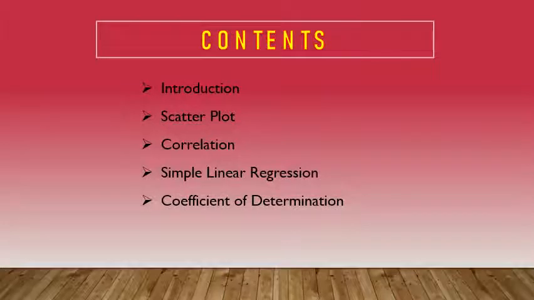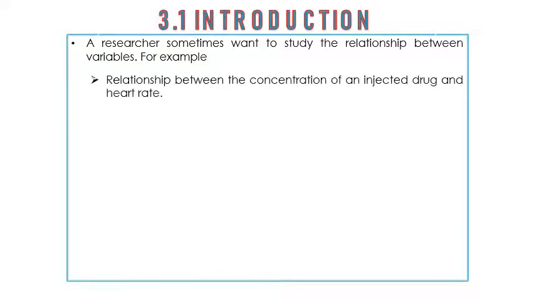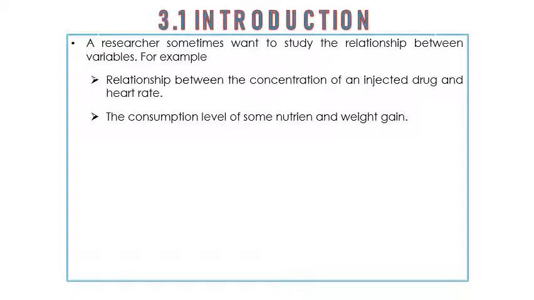Next, the content: we have introduction, scatter plot, correlation, simple linear regression, and lastly coefficient of determination. First, we go to the introduction. A researcher sometimes wants to study the relationship between variables. For example, the relationship between the concentration of an injected drug and heart rate, and next, the consumption level of some nutrient and weight gain.